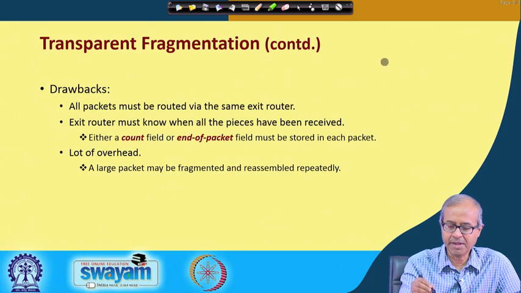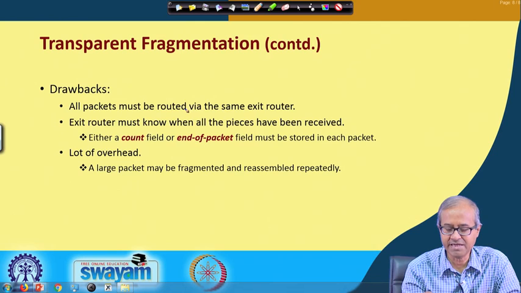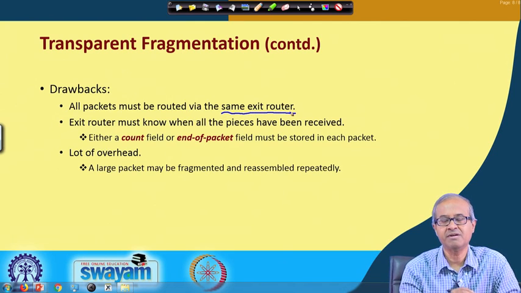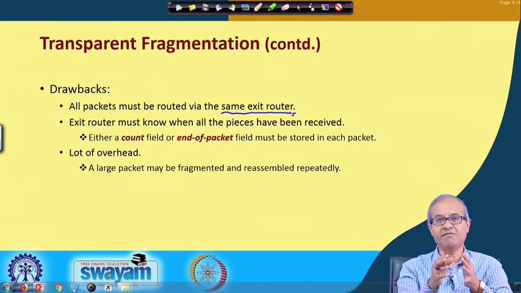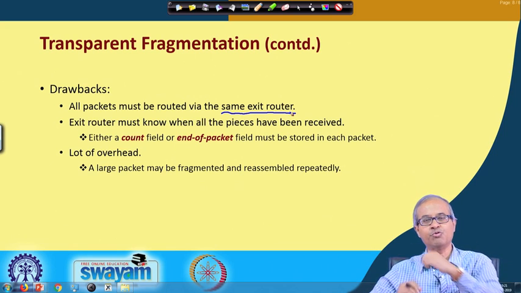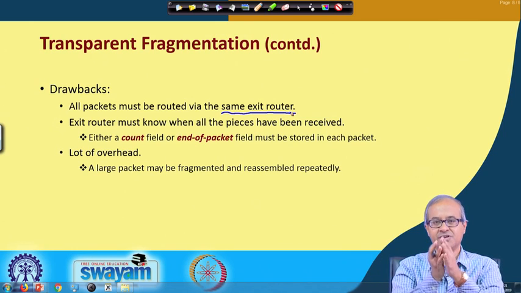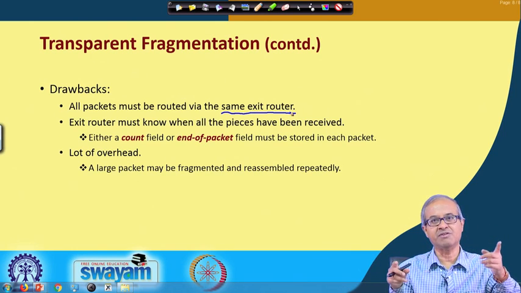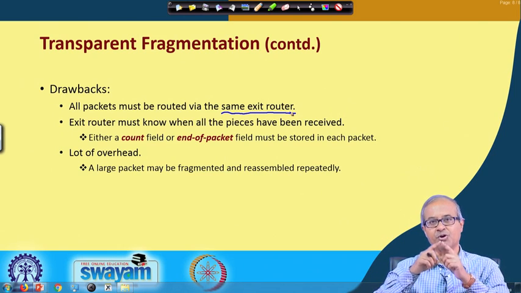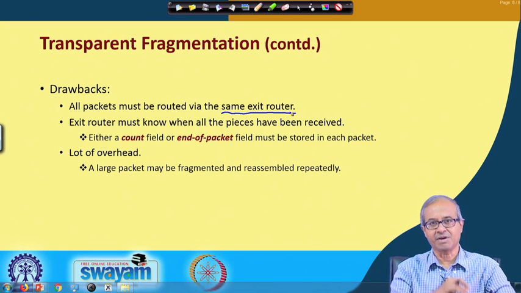Now, one of the drawbacks of transparent fragmentation is that all packets must go through the same exit router, because the exit router will have to reassemble the fragments. Even if there are multiple exit routers, all the fragments will have to go to the same router for handling. So, that router might get overloaded. If there was scope for parallel processing using other routers, the forwarding of the packets might have been faster. But because we are using the same exit router, the burden on that router increases, and it may become slow. Okay.